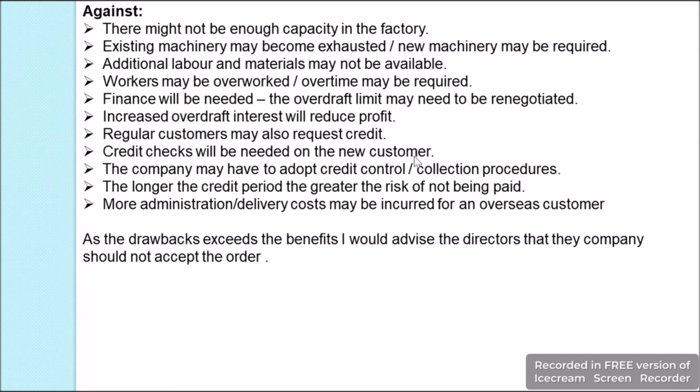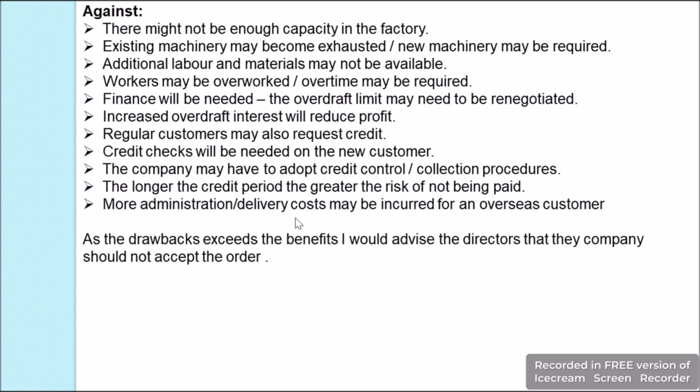Furthermore, here we are having a longer credit period as we are going to get the money back in 6 installments, and this is a greater risk, and this may lead to bad debts, and this may also increase the cost for the company. They may also have additional administration as well as delivery costs as they have to sell the goods to customers overseas. So this will also increase the cost of the business.